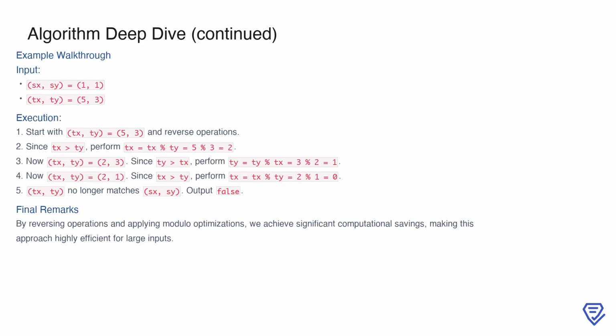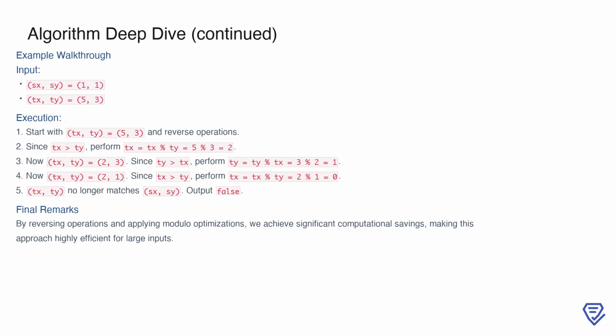Let's walk through an example to better understand how the optimized approach works. Suppose the input is sx, sy equals 1, 1, and tx, ty equals 5, 3. Starting with tx, ty equals 5, 3, we reverse the operations. Since tx > ty, we calculate tx equals tx % ty, which gives 5 % 3 equals 2. Now, tx, ty becomes 2, 3.